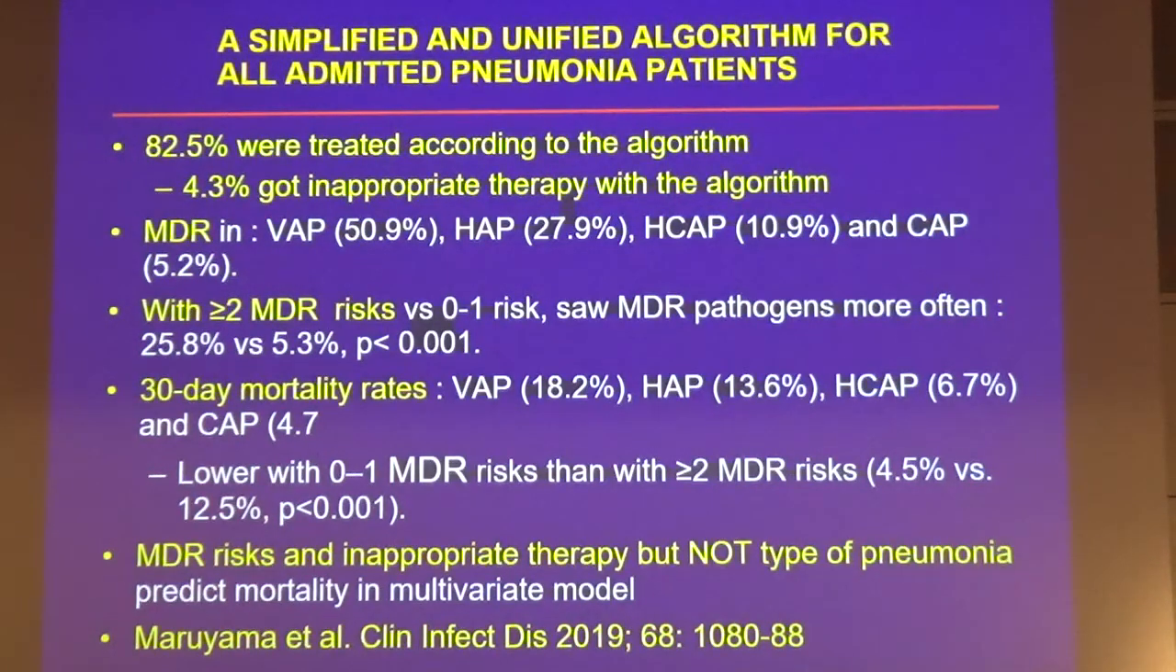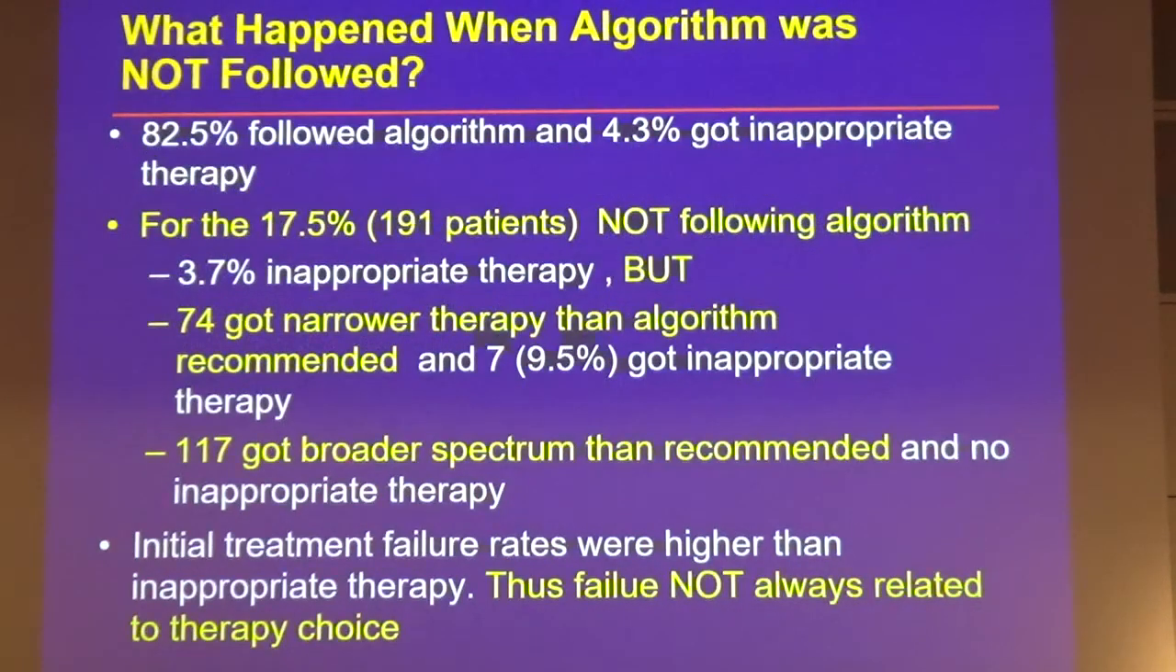And the mortality rates, as you might expect, were higher for the nosocomial pneumonia patients and a lower mortality rate with fewer risk factors. And MDR risks and inappropriate therapy were the risk factors for mortality, but the site of pneumonia acquisition, the type of pneumonia, had no bearing whatsoever on the mortality, because, again, these patients were frequently getting appropriate antibiotic therapy. What happened when the algorithm wasn't followed?